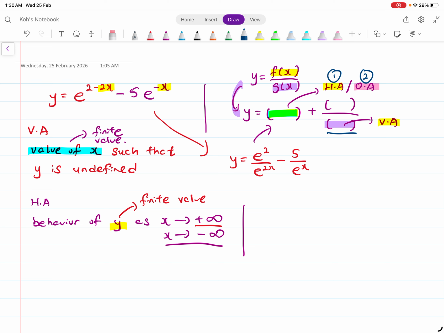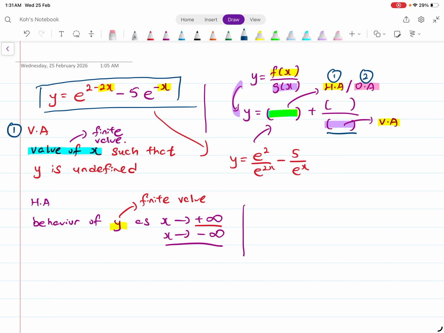Okay, so by one look, you notice that for this equation right here, we cannot form the so-called standard form. So what we can do is to analyze using the definition of asymptote. If I look at the definition of vertical asymptote, it is actually the value of x, of course of some finite value, not infinite, for example x equal to 1 or 2, so and so forth, such that y is undefined.